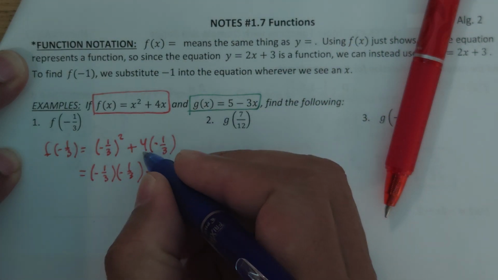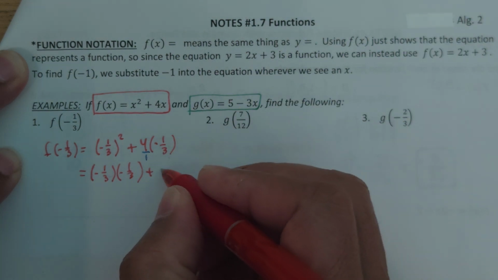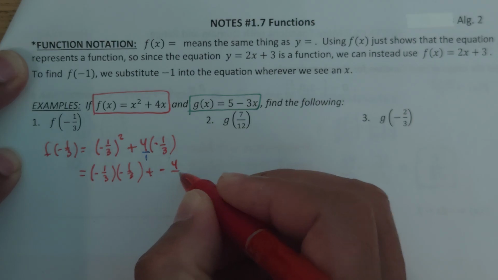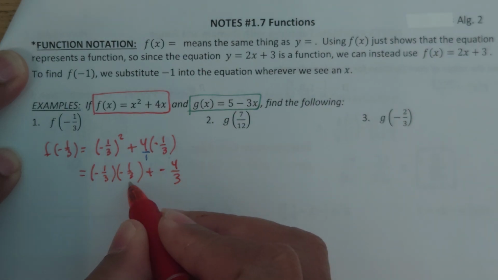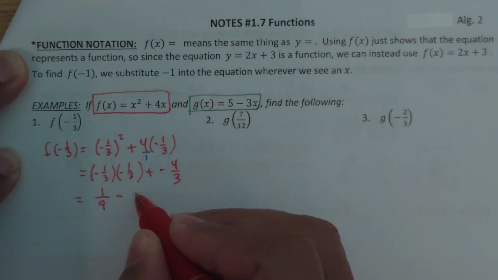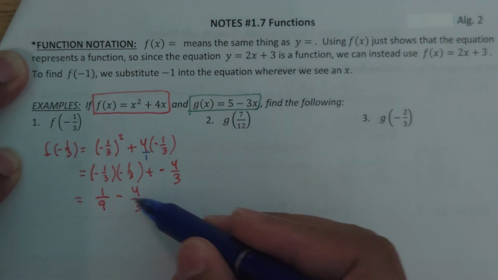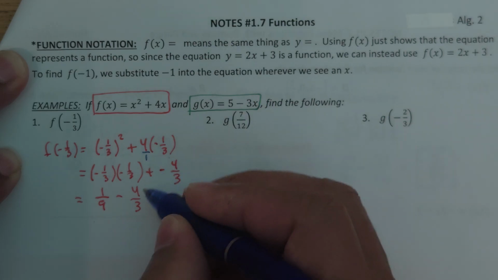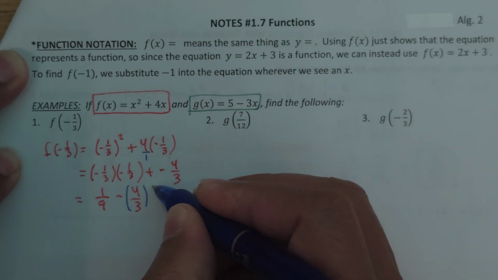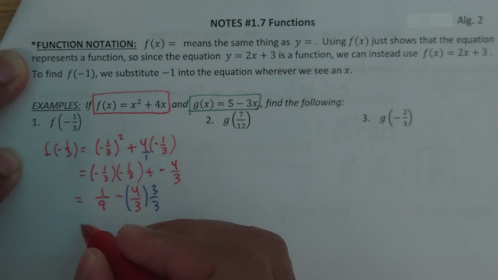So if I multiply 4 over 1 by 1 over 3, then this actually changes to minus 4 over 3. Negative times negative is positive. So then this is positive 1 over 3 times 3 is 9. And then minus 4 over 3. Then notice that I need a 9 here, not a 3. So then I'm going to multiply by 3 over 3. Okay, so 3 over 3, so I can get a denominator of 9, so I can combine these two.